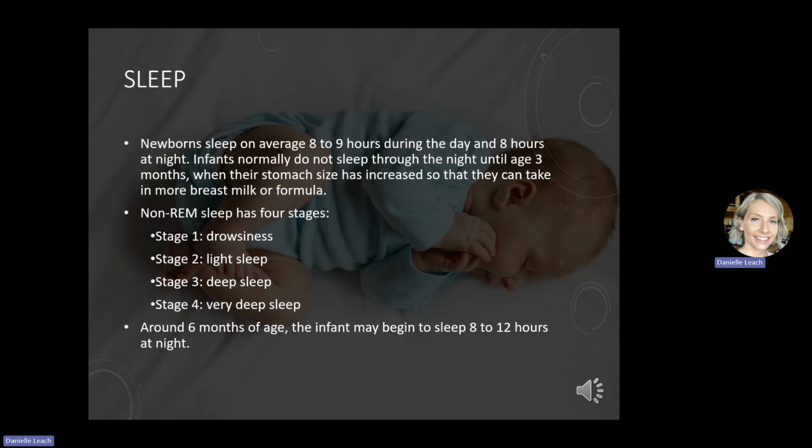For our test purposes, you don't need to memorize the different stages of sleep, but just know that they do progress through the REM and non-REM sleep as adults do. Around 6 months of age, the infant may begin to sleep 8 to 12 hours at night, so basically all through the night and maybe even longer than what their parents are sleeping. This is, again, highly variable from infant to infant. Others may sleep through the night very early, while others may take even longer to sleep through the night.